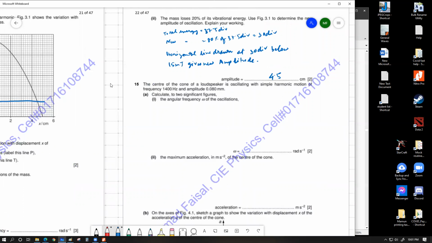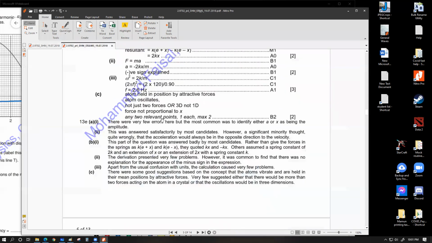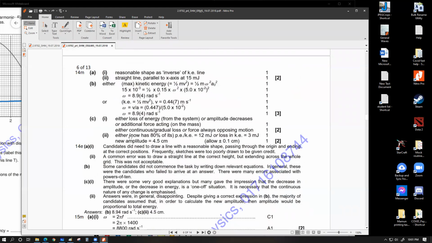If you want, you can show it in terms of calculation of energy, but I would not bother for energy calculation. But we're definitely going to look at the mark scheme, how they appreciate to see this. This was 14C2. Okay. Either now has 80% of its P or K, or 12 millijoule, or loss in K equals 3 millijoule, new amplitude for 1 centimeter, plus or minus 0.1 centimeter. So they are looking for the 80% value implementation. So I'm going to get the first mark in my opinion, although I'm not doing that in terms of energy.